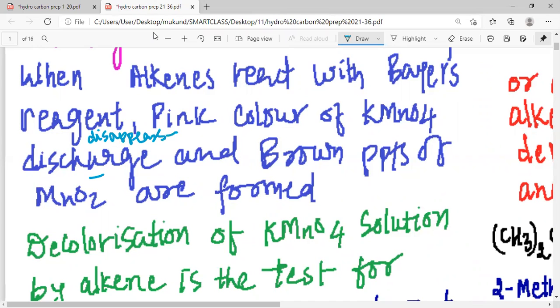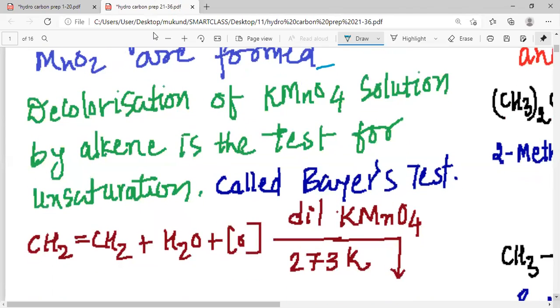So when any unsaturated compound reacts with the Bayer's reagent, its pink color vanishes, and brown precipitates of manganese dioxide are formed. So if we add any substance to the Bayer's reagent, and its pink color disappears and brown precipitates are formed, we can easily say that the substance has unsaturation, or the substance has a double or triple bond present in it. Decolorization of KMnO4 solution by alkene is the test for the unsaturation called Bayer's test.